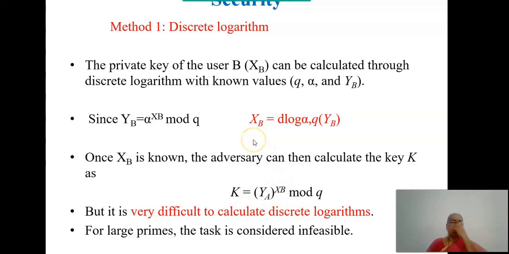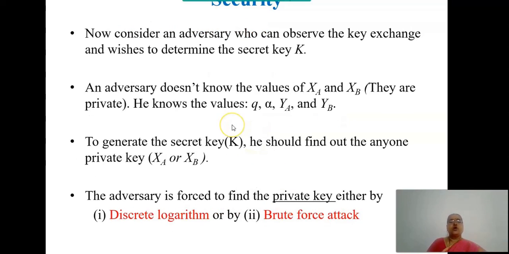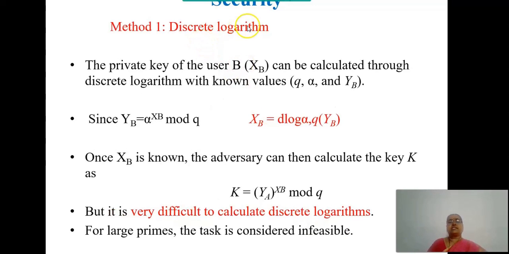The xb can be calculated by two methods. One is either the discrete logarithm method or a brute force attack. The first one is called the discrete logarithm method. In this method, he can calculate the value of xb as xb is equal to the discrete logarithm of yb with base alpha mod q. The attacker knows all these values. Alpha is known, q is known to him, and yb is also known.